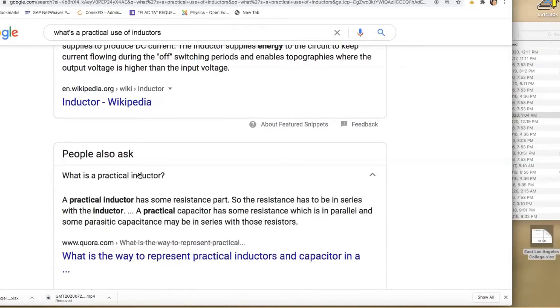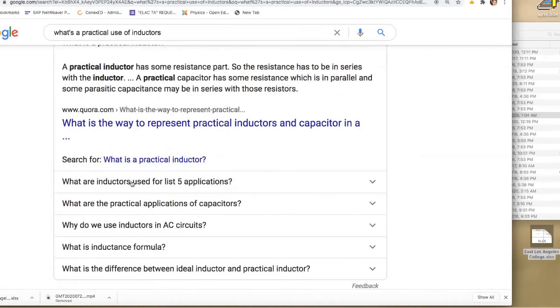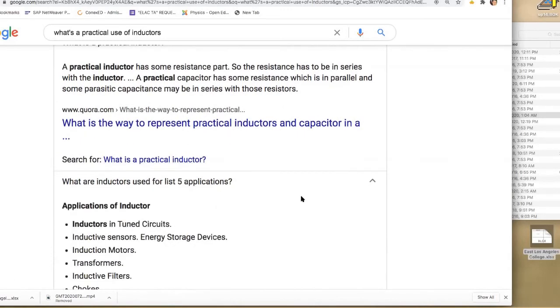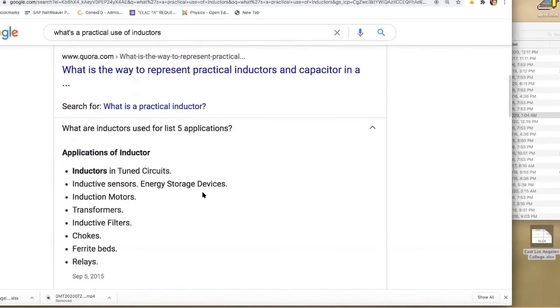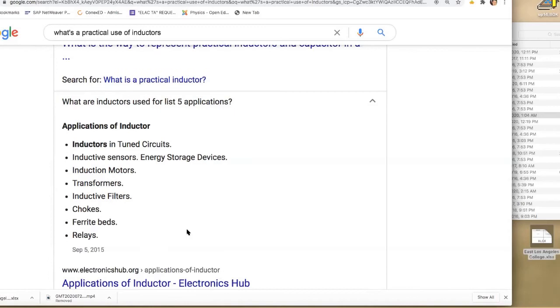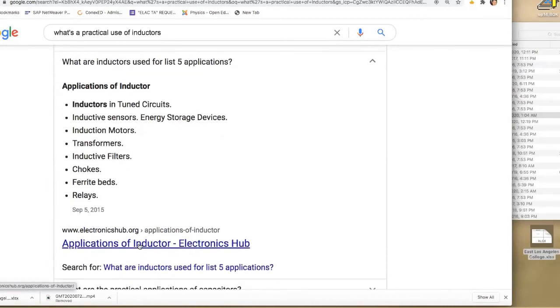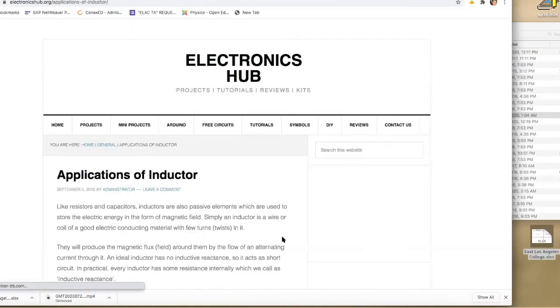What is a practical inductor? What are inductors used for? List 5 applications. Inductors in tuned circuits, inductor sensors, energy storage devices, induction motors, transformers, inductive filters, chokes, ferrite beads, relays. So this is getting a little bit more in depth into electronics, guys. Induction motors, transformers, inductive relays, and then you could read up on the more specifics.